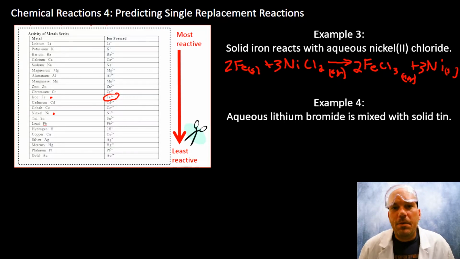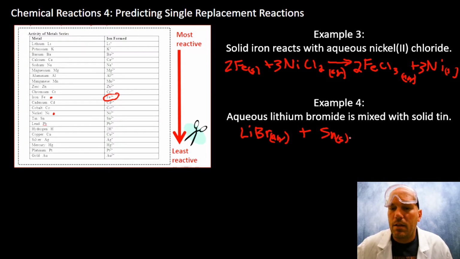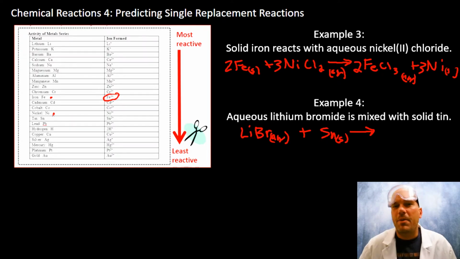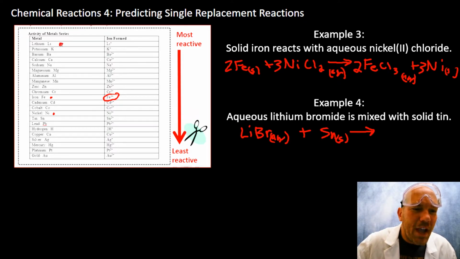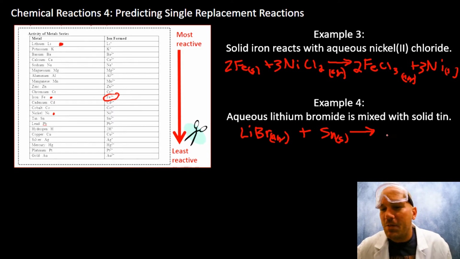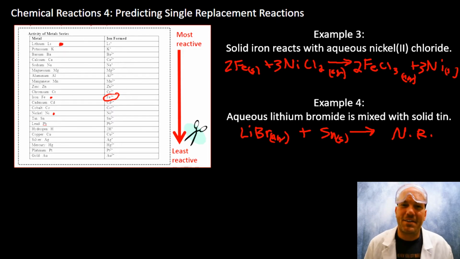And in our final example for this podcast, we have aqueous lithium bromide mixed with solid tin to yield. All right, so wait a minute. Lithium is the most reactive species, and tin is way down toward the bottom here. So there's no way this reaction is going to occur. Tin is not going to come in and kick out the lithium. So this is an example of a no reaction. This reaction will not occur.